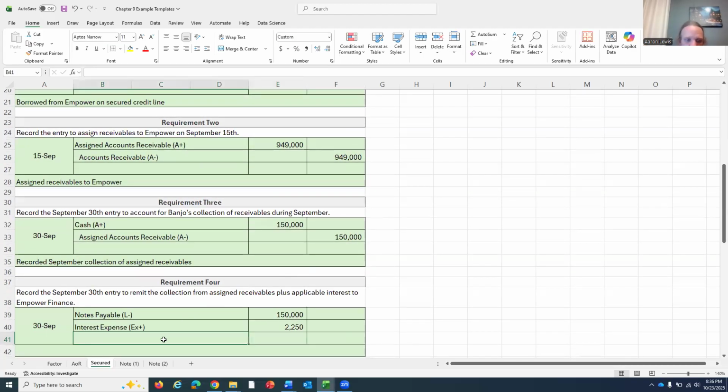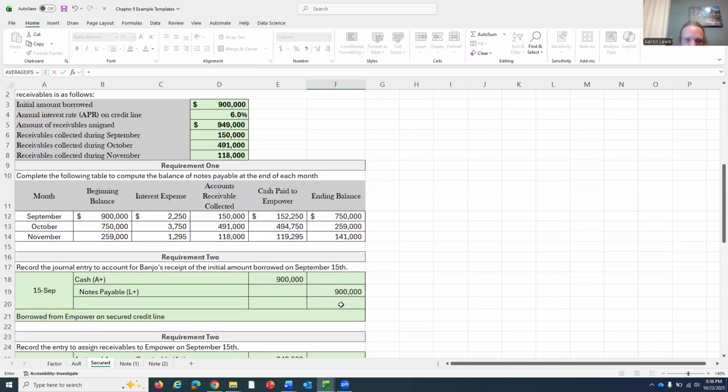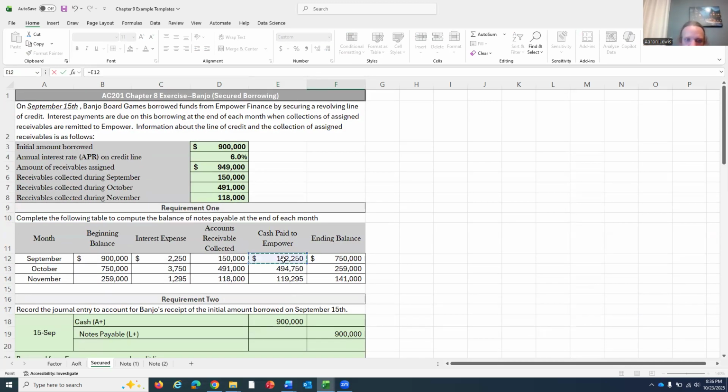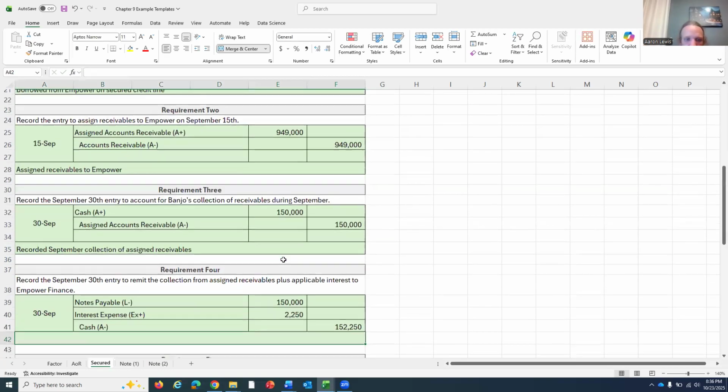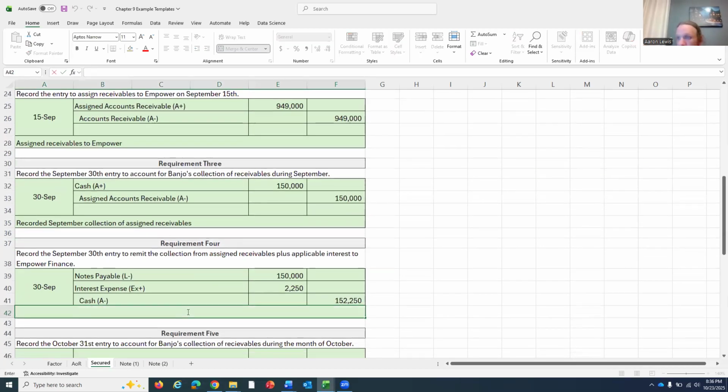So all in all, I know I'm going to need a credit of 152,250 to make my journal entry balance, which good for us is what our chart on top says the cash paid to Empower was. And here we remitted September collections to Empower.